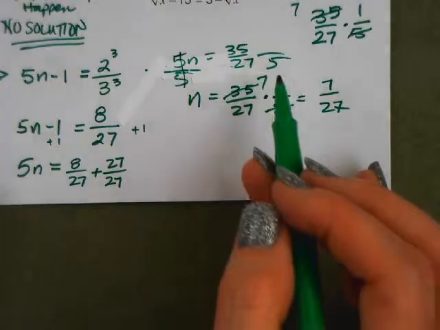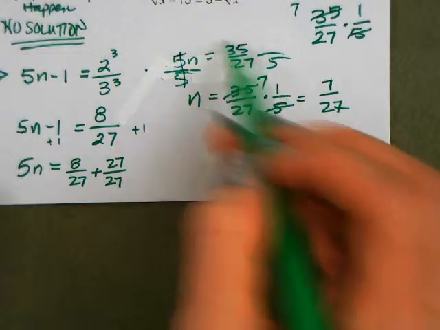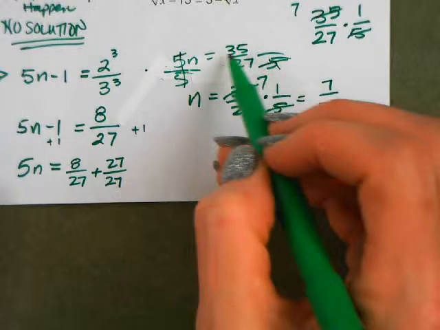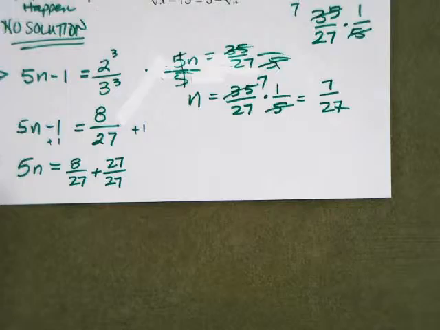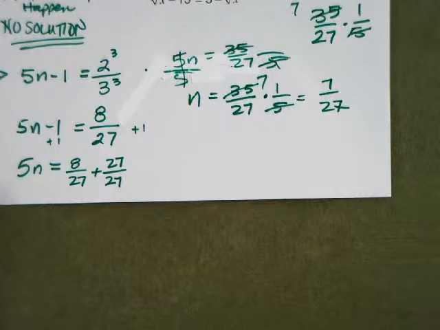Does that make sense? You could just do 27 times 5 and then reduce. Or you could see that 5 and 35, again, remember if the numerator and denominator you can reduce, right? I can take 5 out of the 35 and it becomes 7. Does that make sense? Yes. Okay.